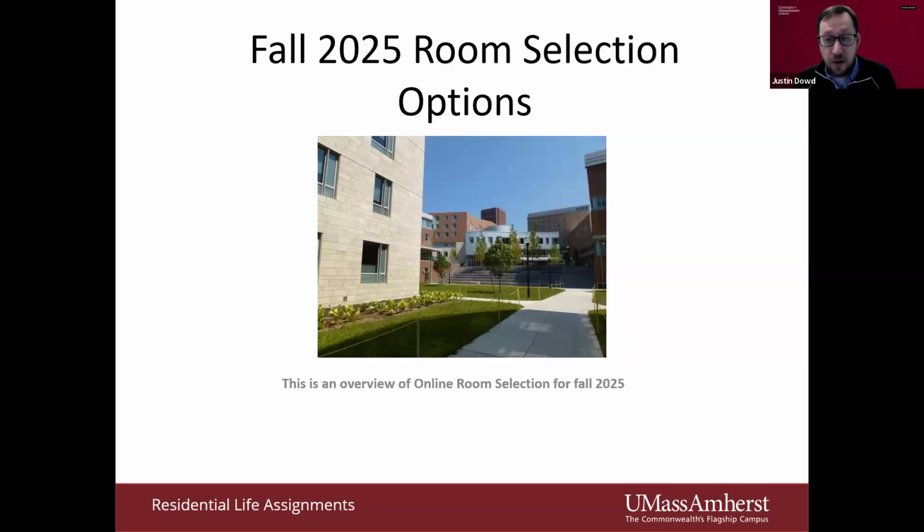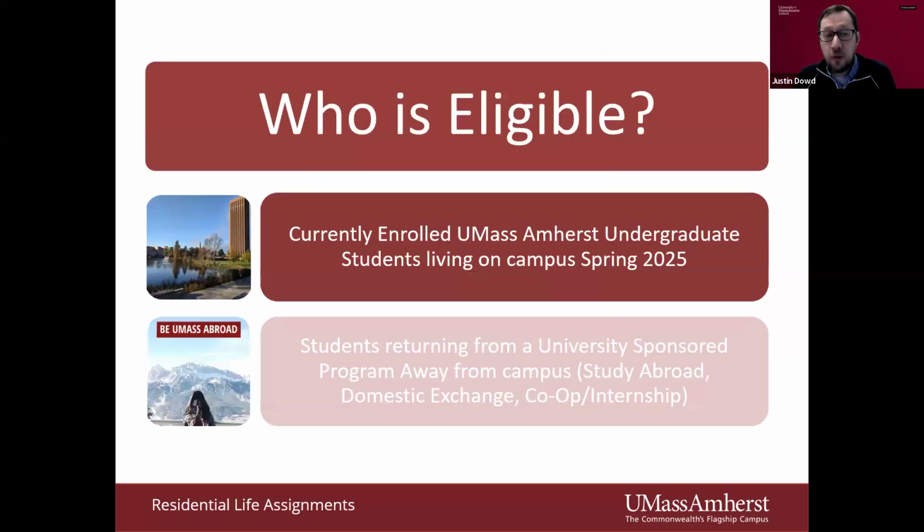So with that, let's shift into talking a little bit more about fall online room selection. Who is actually eligible to participate in those processes? That's going to be any student that currently lives on campus for spring of 2025. I can't imagine there are a lot of students here coming back from an exchange, abroad or co-op program, since you're all likely new students coming in for the spring. So just make sure that your students have an on-campus assignment for the spring, and they'll be eligible to participate in those processes.